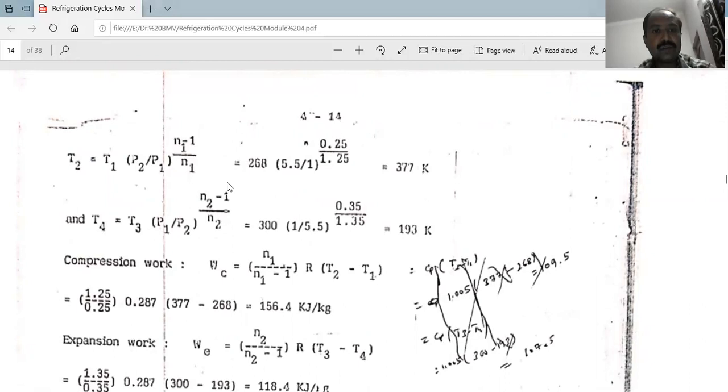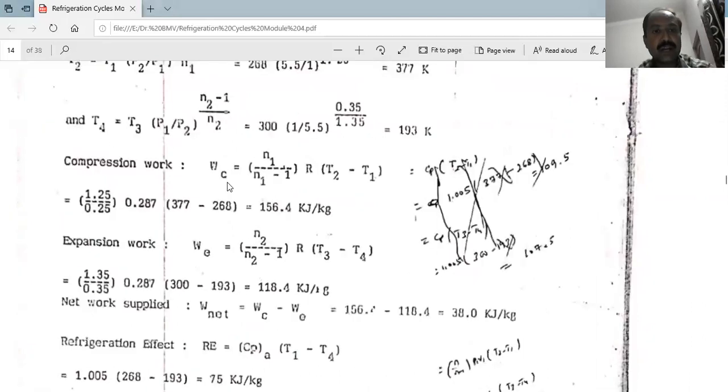Then we have to find the value of compressor work, the polytropic work. We already know this from basic thermodynamics. WC is equal to N1 divided by (N1 minus 1) into R into (T2 minus T1). The index value is 1.25 and the gas constant R is 0.287 kilojoules per kg Kelvin. Substituting T2 as 377 minus 268, it becomes 156.4 kilojoules per kg.